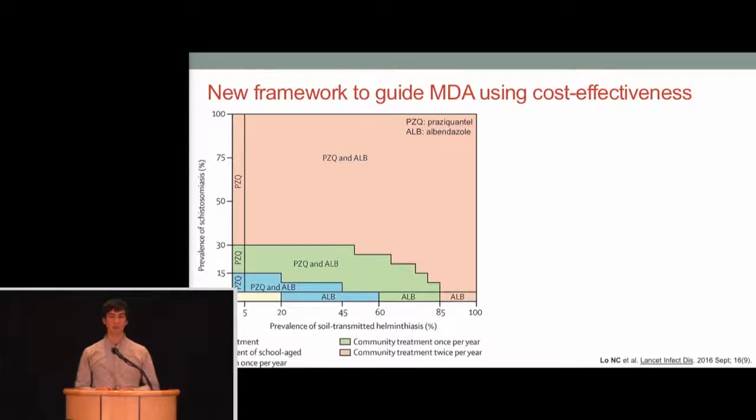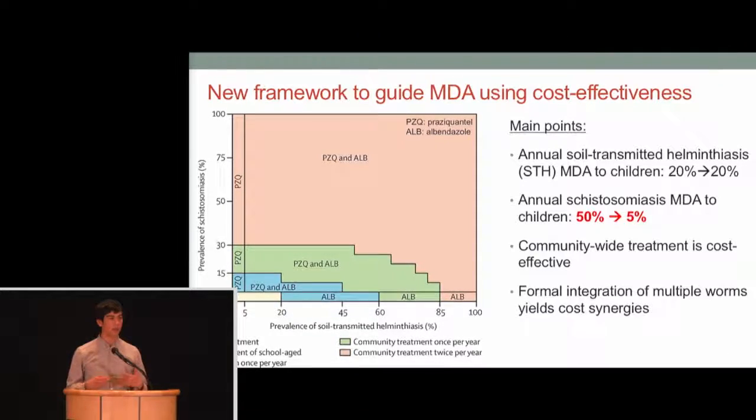We then looked at how this compares to current guidelines and found that compared to current guidelines for soil-transmitted helminths, school-based treatment is currently recommended at 20% prevalence, and we found that indeed that's the cost-effectiveness threshold. However, for schistosomiasis, the story was much different. Rather than waiting until 50% prevalence to treat once a year in children, we found that it's cost-effective at 5% prevalence, suggesting that current treatment guidelines are too restrictive for treatment of schistosomiasis.